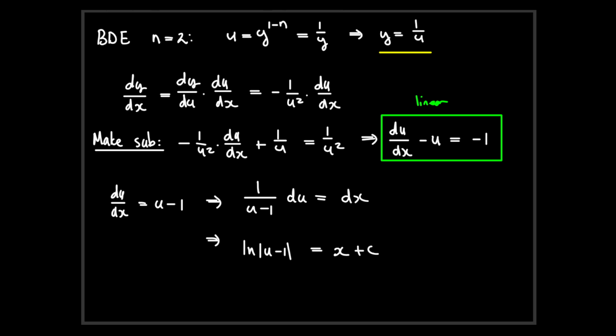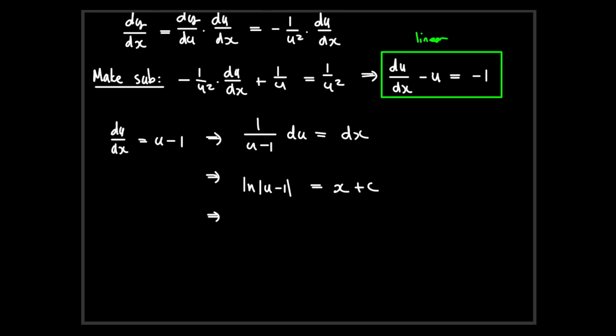Just x plus c. And here we can use the inverse relationship between natural log and exponential and just get that the absolute value of u minus 1 is equal to e to the x plus c. Okay, good. Now just a bit of logic here.